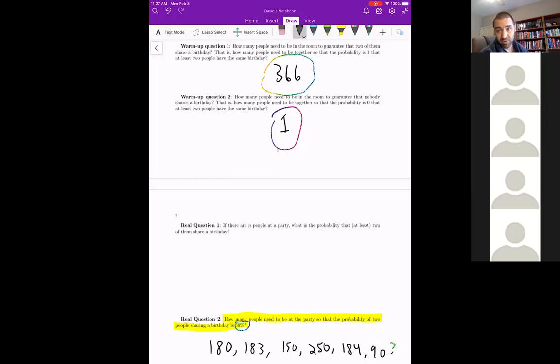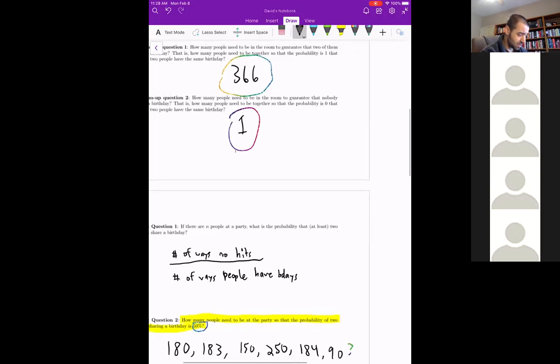So we're going to do that just the classic way we did in chapter 2. We have to set up a fraction. In the bottom is the number of ways people have birthdays, and then up top, the number of ways with no hits. That's the schematic here. In the bottom of the fraction, we have complete freedom in how people have birthdays. Everybody can have the same birthday, nobody has the same birthday, anything in between. But then up top, we have to count what we care about: nobody shares a birthday.